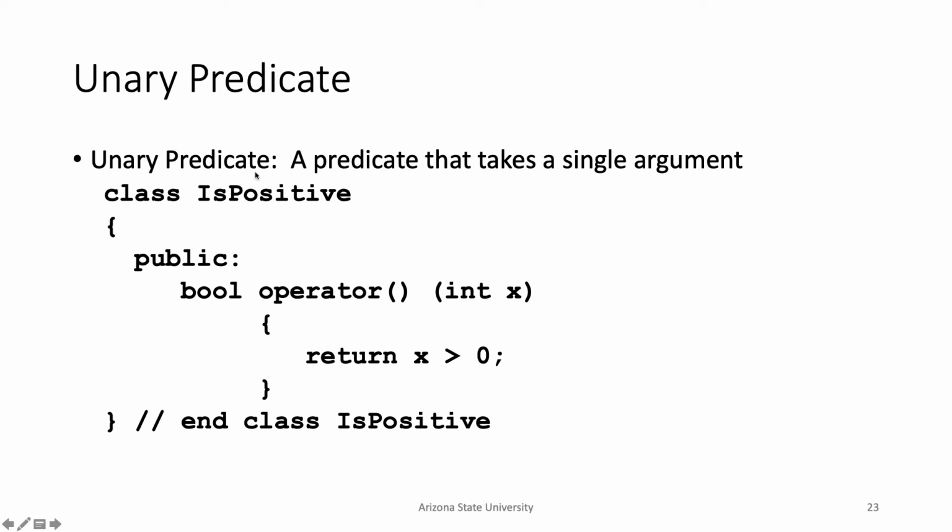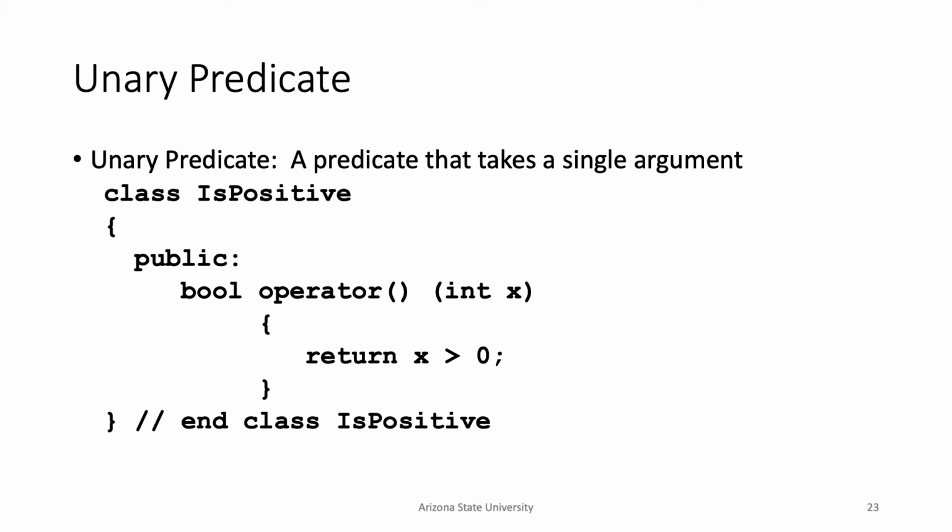So this is a class that we can make. We overload the function call operator again. We only have one argument here. So is it a unary predicate or a binary predicate? Unary, because there's only one argument. I return a bool because I return true or false, and then I return x is greater than 0. So this is a function object that can tell whether some integer is positive or not.